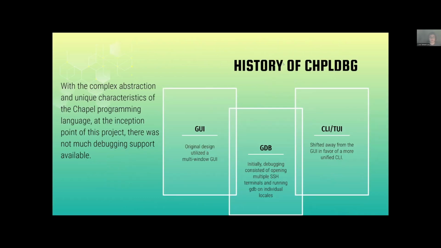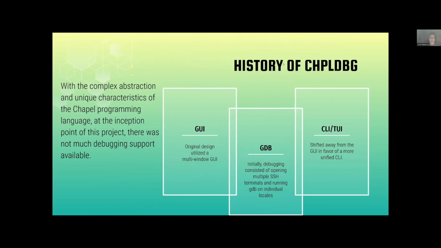Debugging a multi-locale program can be challenging because the code is distributed amongst different locales. This requires the programmer to open individual GDB windows through SSH connections or manually write inline debugging code. The initial iteration of Chapel Debug utilized a graphical interface that automated the process of opening individual GDB windows.